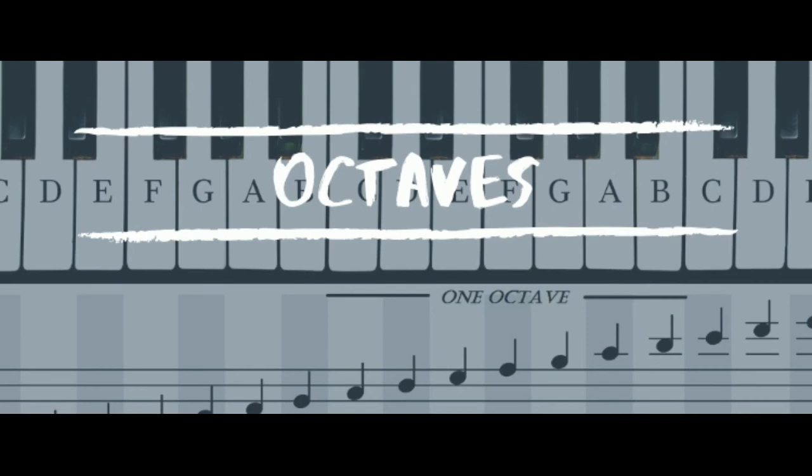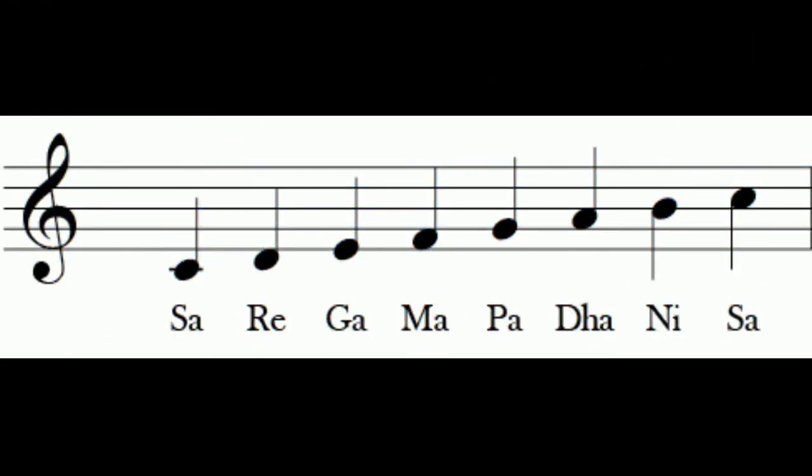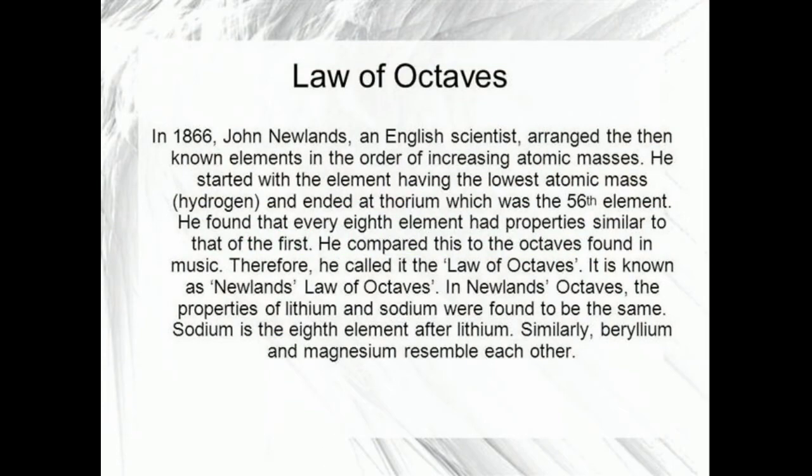Now what are octaves? Some may say they don't know, so let me tell you. Octaves are the notes of music, like do, re, mi, fa, sol, la, ti, and after that the same note repeats after the 7th note. Even in our Hindustani music, we have sa, re, ga, ma, pa, dha, ni, sa. So the sa and the sa are the same. Therefore he called it the law of octaves. It is also known as Newlands' law of octaves.